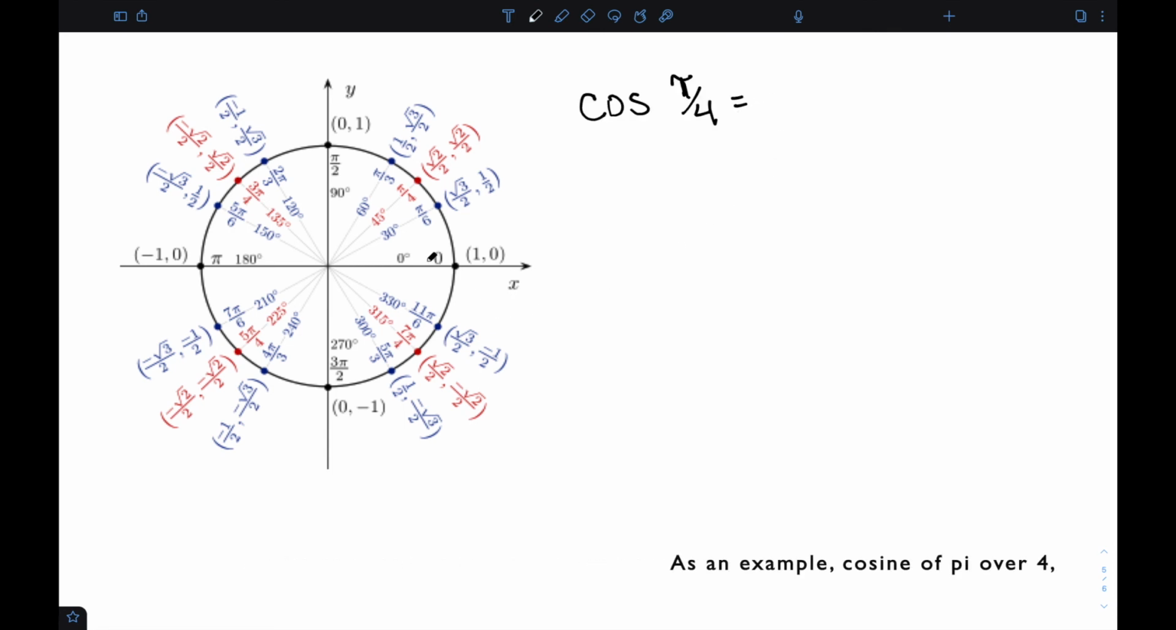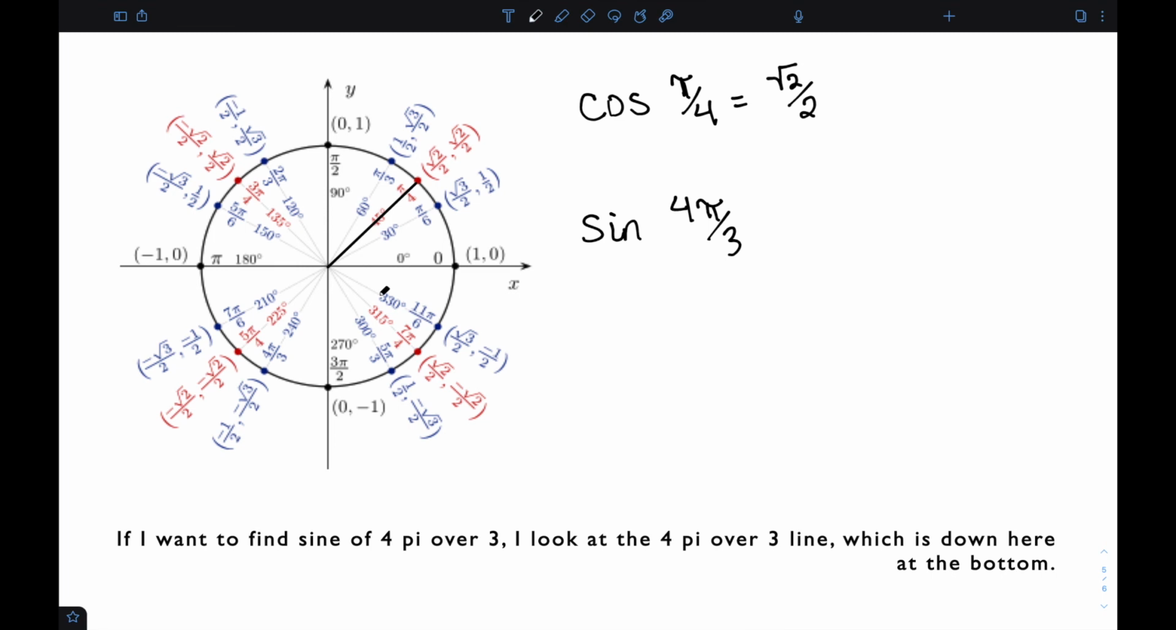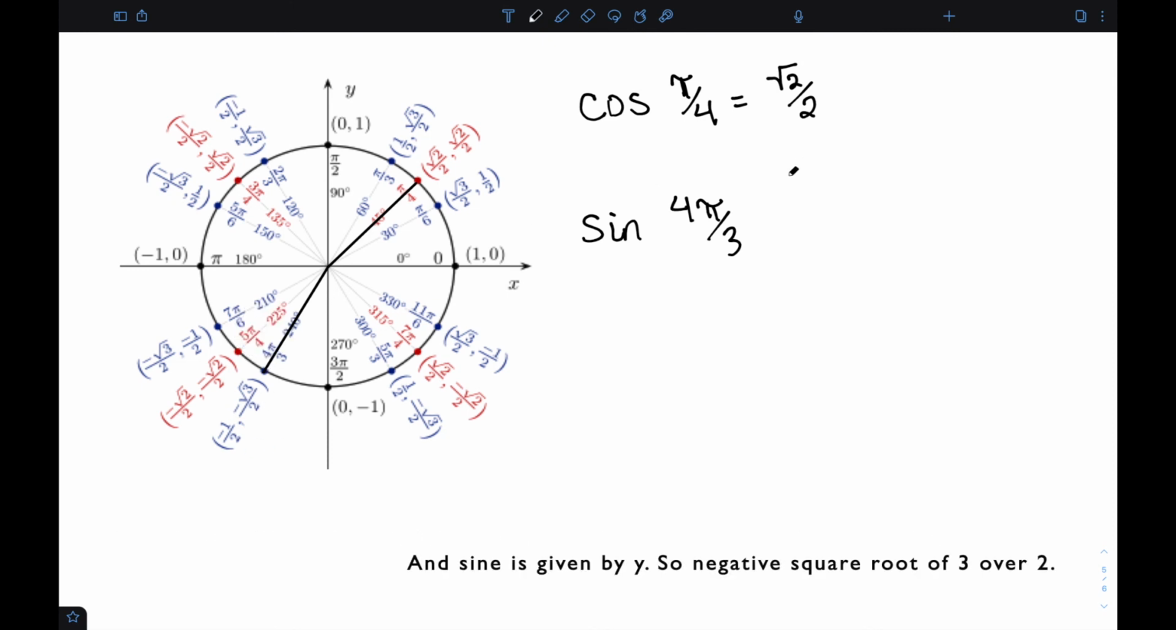As an example, cosine of pi over 4, we're going to look at the pi over 4 line, and cosine is given by x, so this would be square root of 2 over 2. If I want to find sine of 4 pi over 3, I look at the 4 pi over 3 line, which is down here at the bottom, and sine is given by y, so negative square root of 3 over 2.